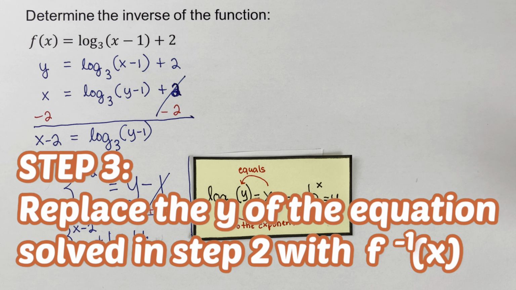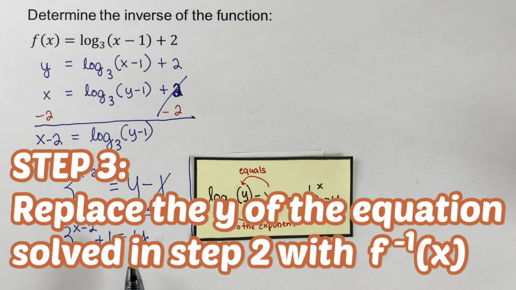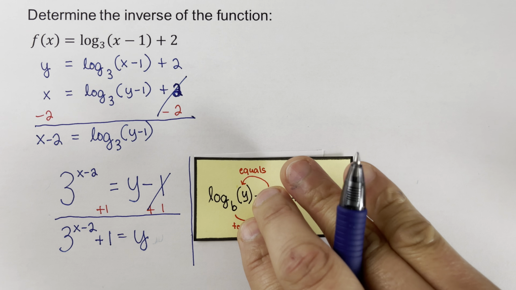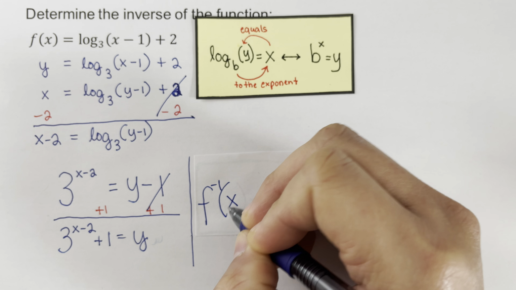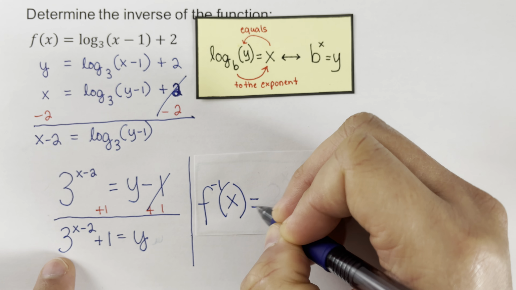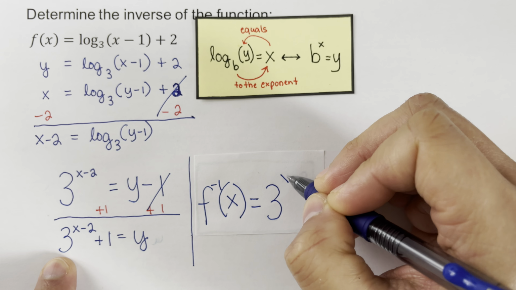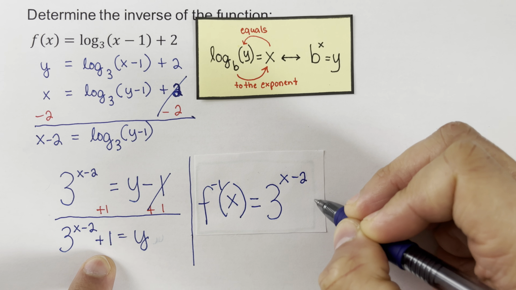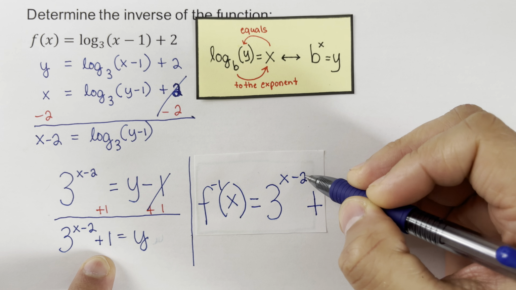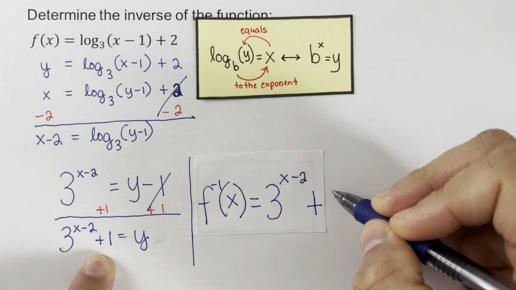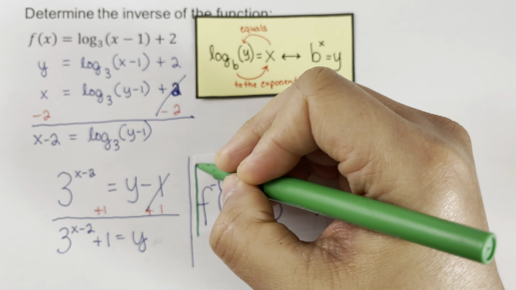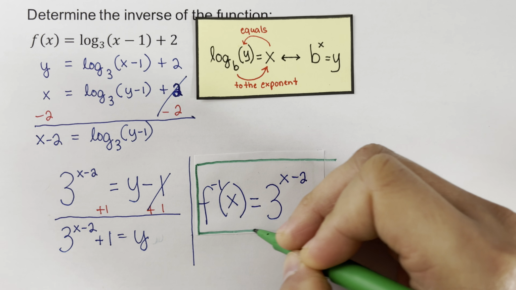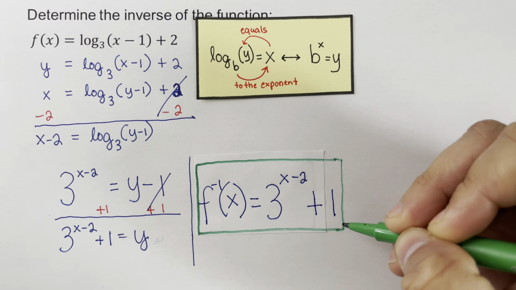The third step states that we replace the y of the equation solved in step 2 with f negative 1 of x. So we can go ahead and write this as f negative 1 of x, that represents the y, is equal to 3 raised to the power x minus 2 plus 1. So the 1 here should not be part of the exponent. So that is a plus 1 here. So this is our inverse, or this is the inverse of this function that we have up here.